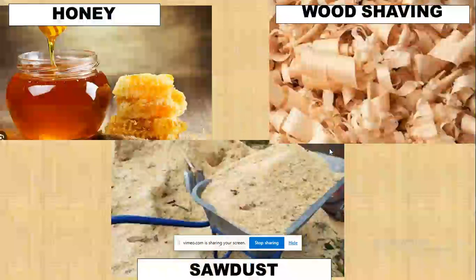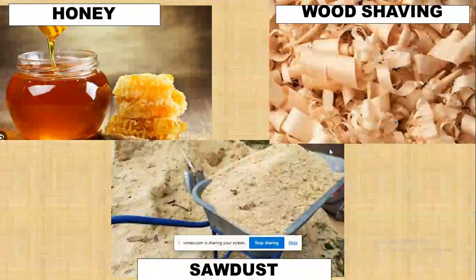Then we have what we call honey, very sweet. I know you know that, students. That is honey for you. And we have sawdust. We have wood shavings. Look at the sawdust, it looks like sand. It's not sand. So it's what we call sawdust.